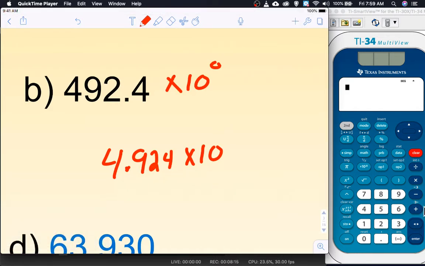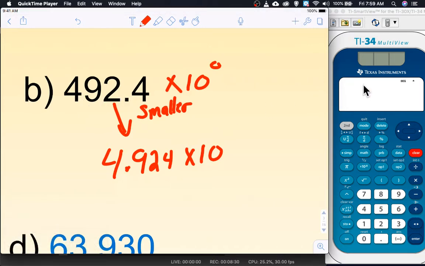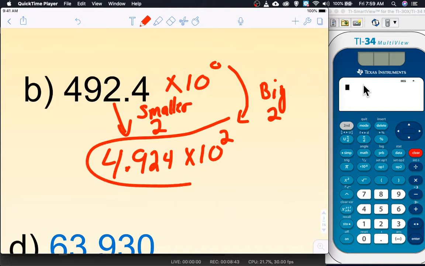Now, I can see that my decimal piece, the value, got smaller by how many places? 1, 2, because this is where the decimal started, so I'm moving it 1, 2 places. So smaller by 2, so my exponent gets bigger by 2. And 2 bigger than 0 is 2. And we're done.